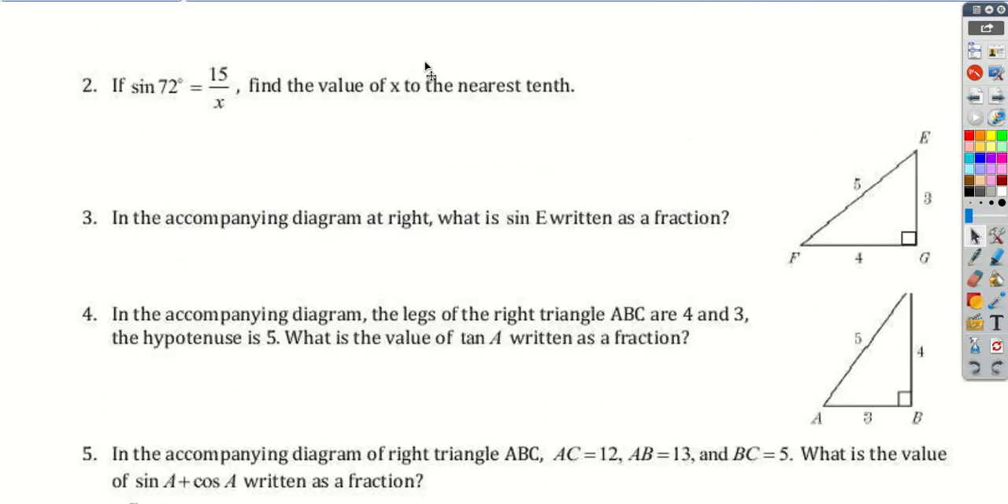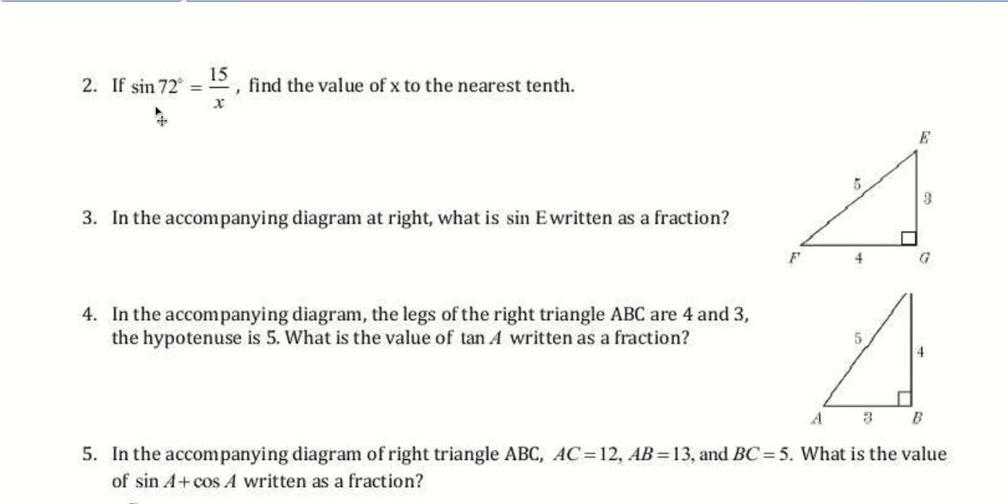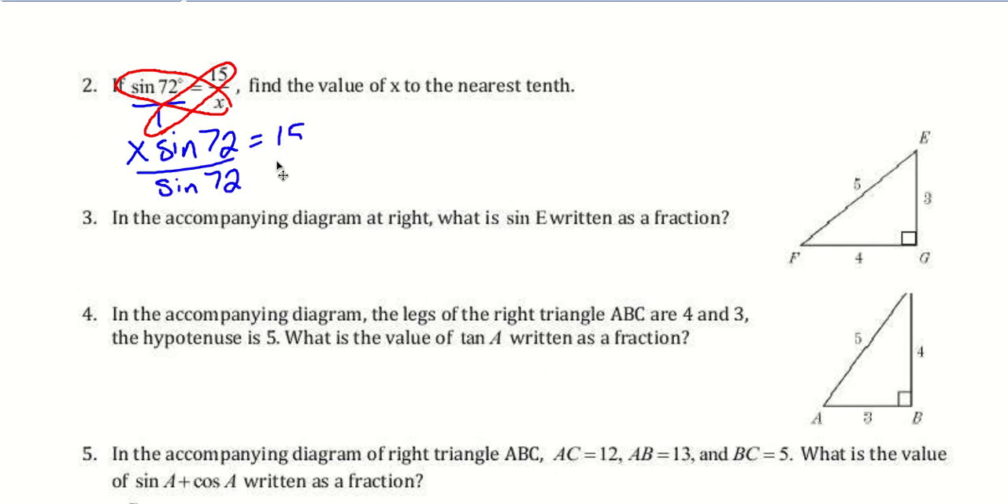All right, for the next page, number two, we want to solve for x. So remember, if x is a side, if it's part of the ratio, we're just going to cross multiply. So we'll put a 1 underneath. We'll cross multiply here. So 1 times 15 is 15. X times sine of 72 is x times sine of 72. And then we're going to divide both sides by the sine of 72. And that'll leave us with 15 over the sine of 72. So you can use your calculator for that. And you should get 15.8 for your answer there.